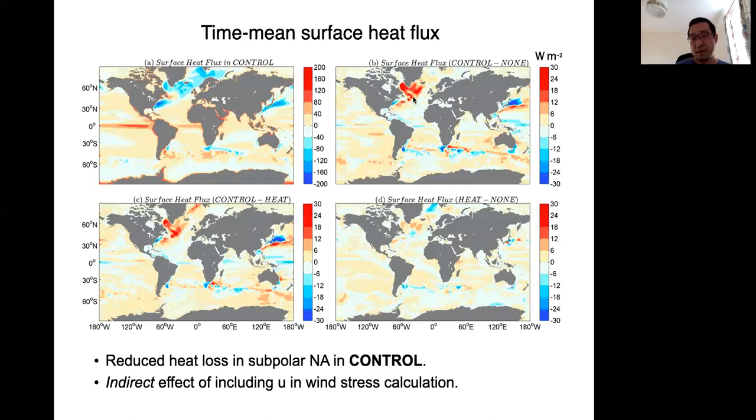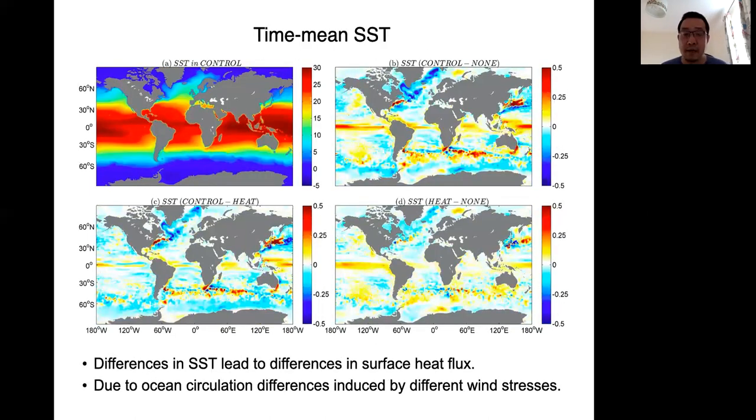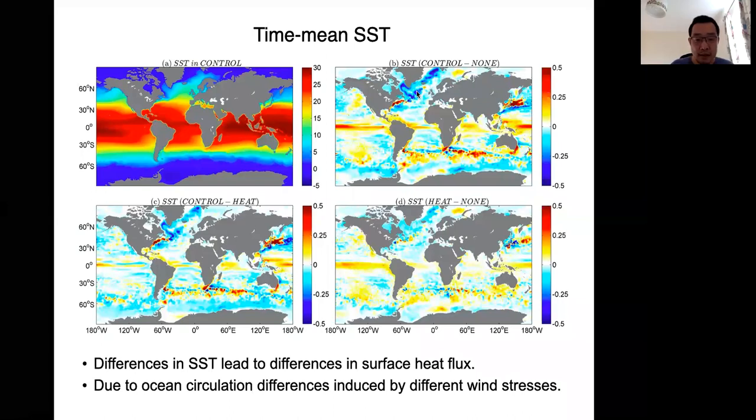And if we look at the SST difference, this is indeed the case. It's negative, so the difference between control and none is negative. And that again is similar to the difference between control and heat.